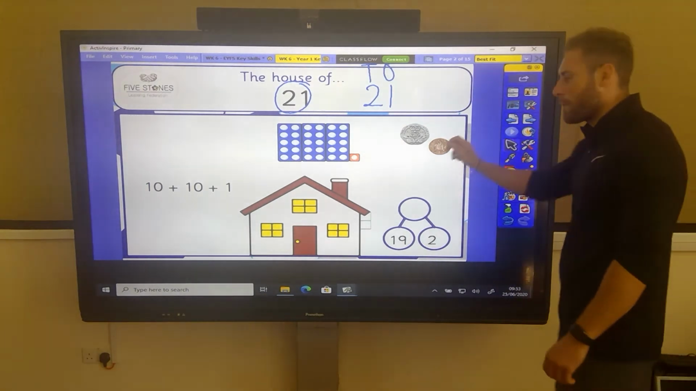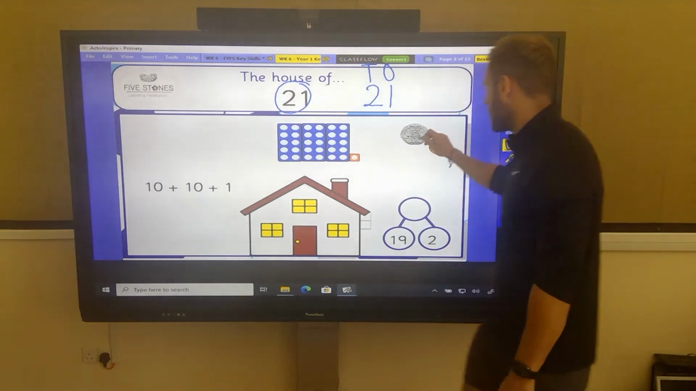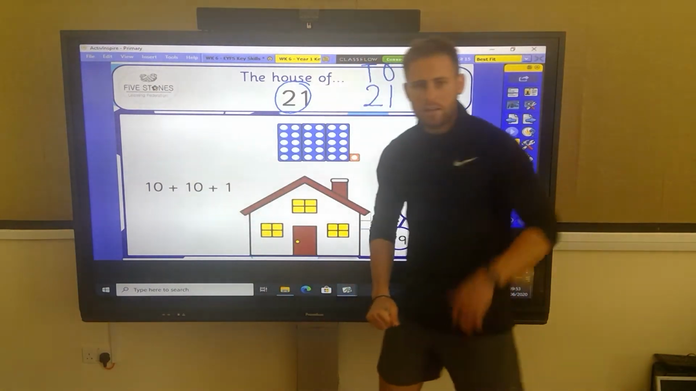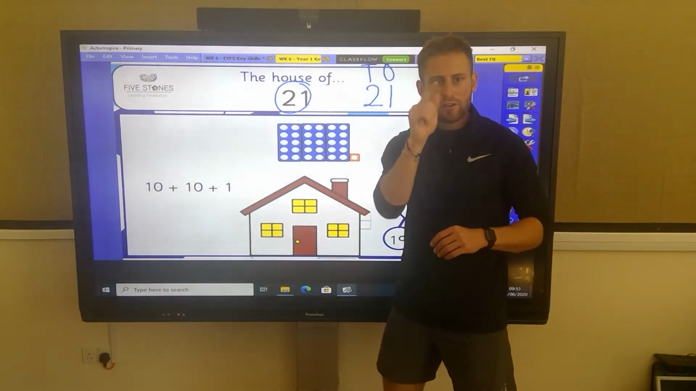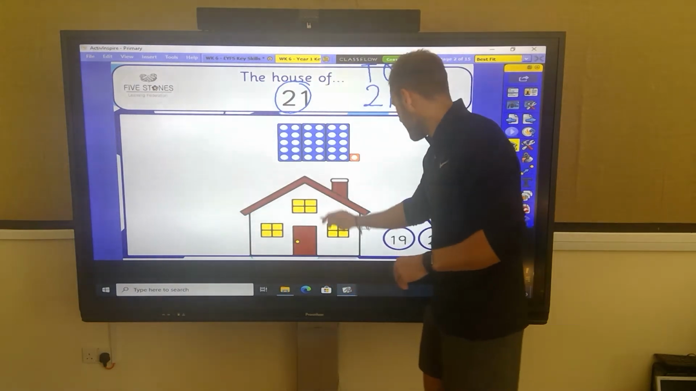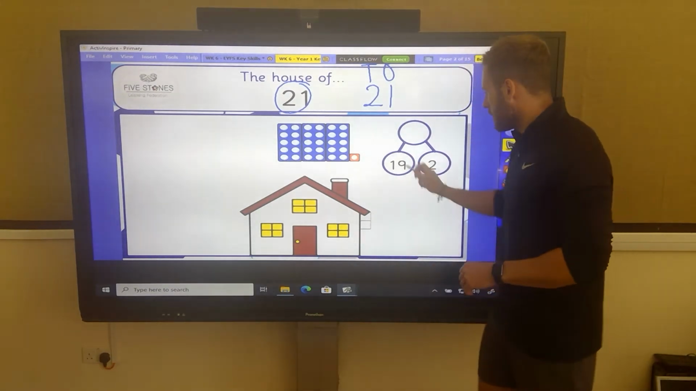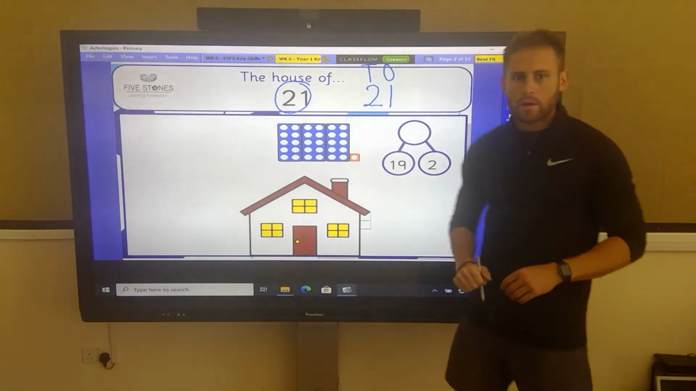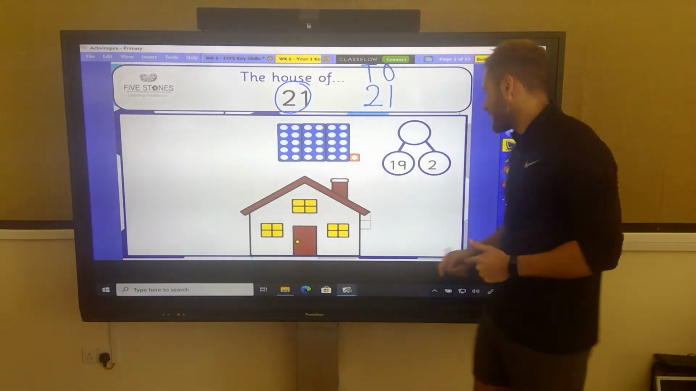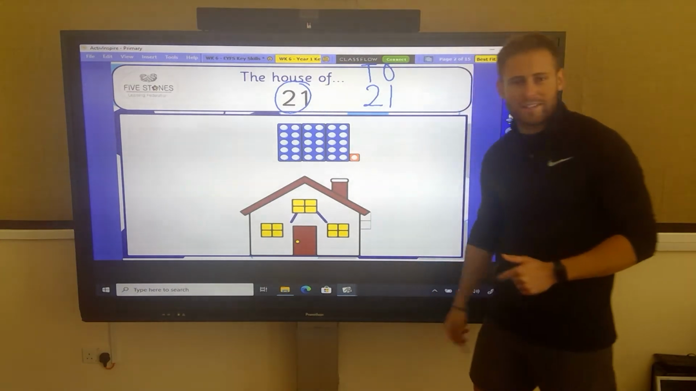What did you find out? The money. We've got a 20 and we've got a 1. 21. Great work. What about the number sentence? 10 and 10. 10 and 10 is 20 and 1. 21. Great work. What about the part whole model? 19 and 2. 19, add the 2, 20, 21. Yes, it can go inside of the house of 21.